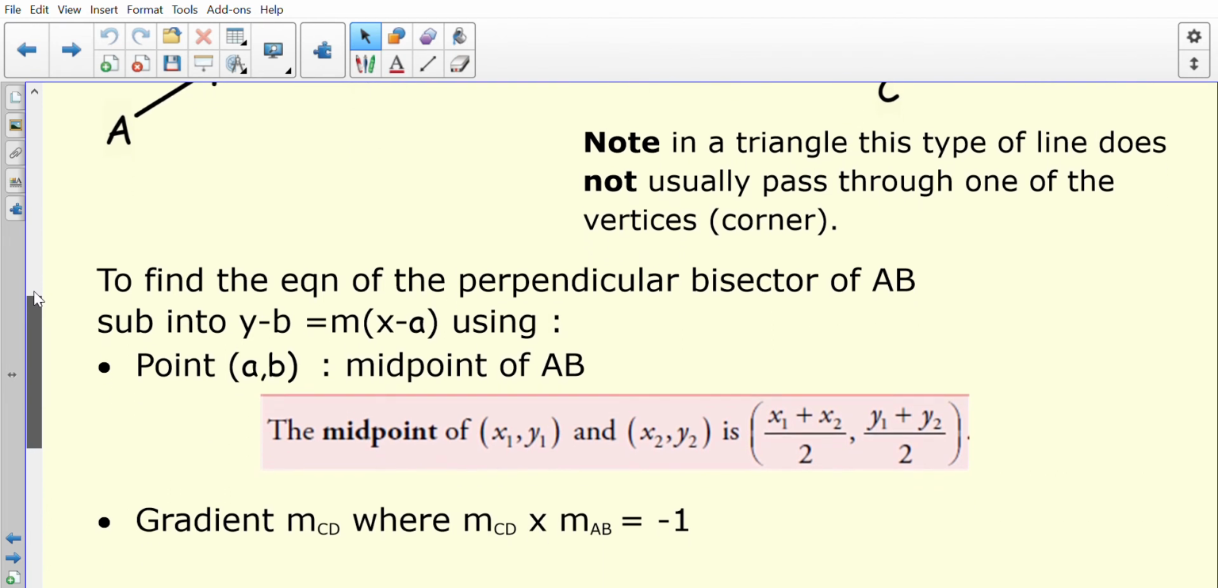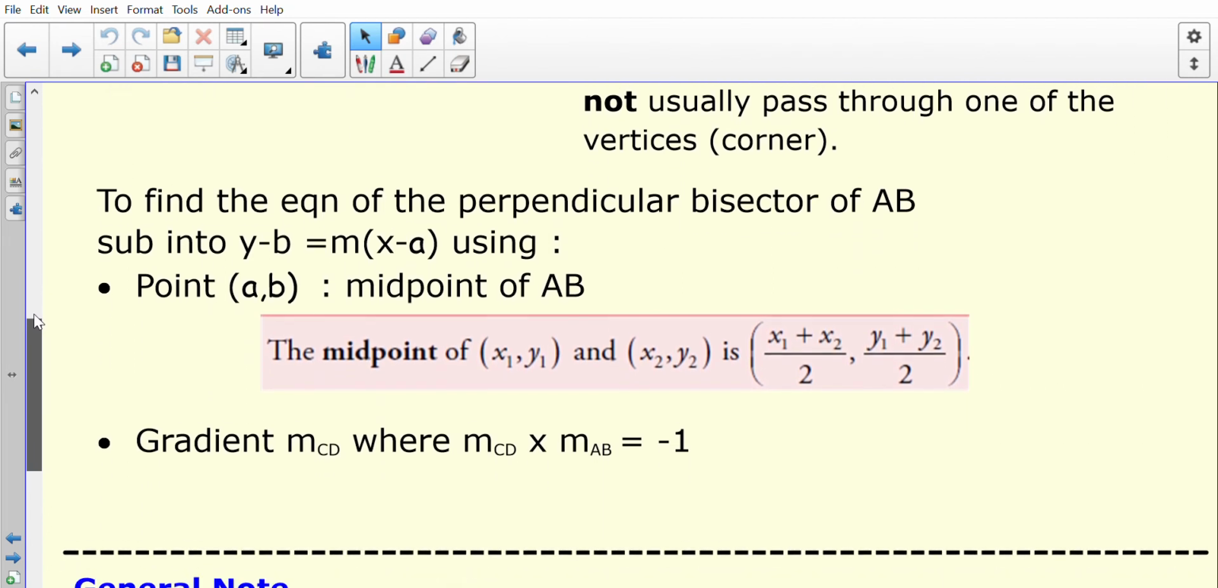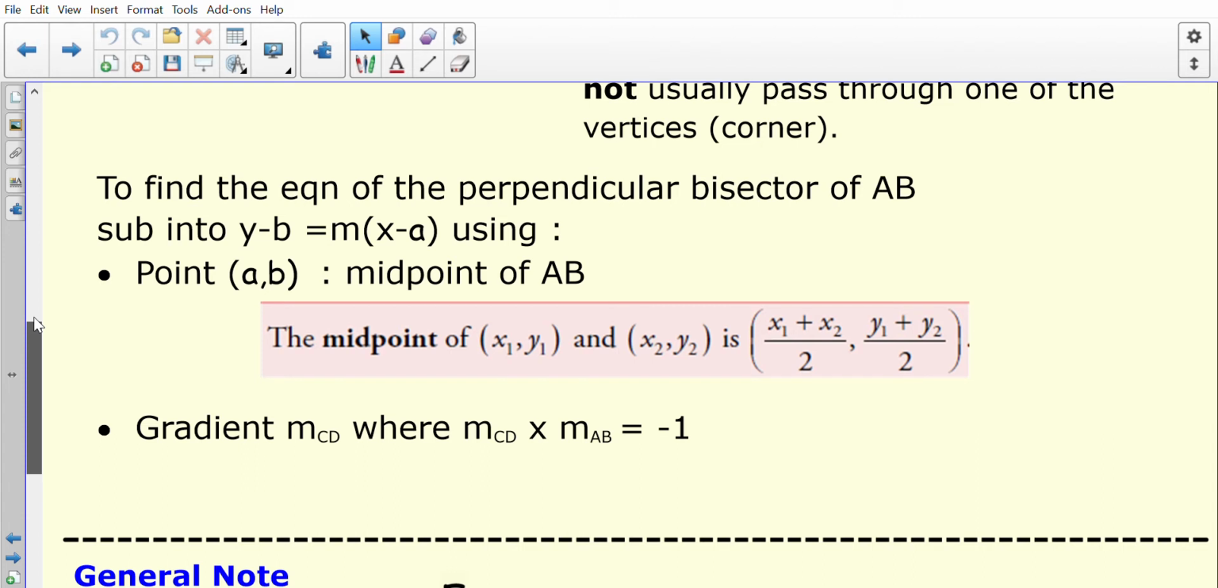Steps then to find the equation of a perpendicular bisector. It's an equation of a line, so it's going to be y minus b is m times x minus a. You need to find the point which is midway along AB, so it's using your midpoint formula, and you need to find the gradient of the perpendicular bisector, which of course when you multiply the gradient of AB and the perpendicular bisector will give you -1.